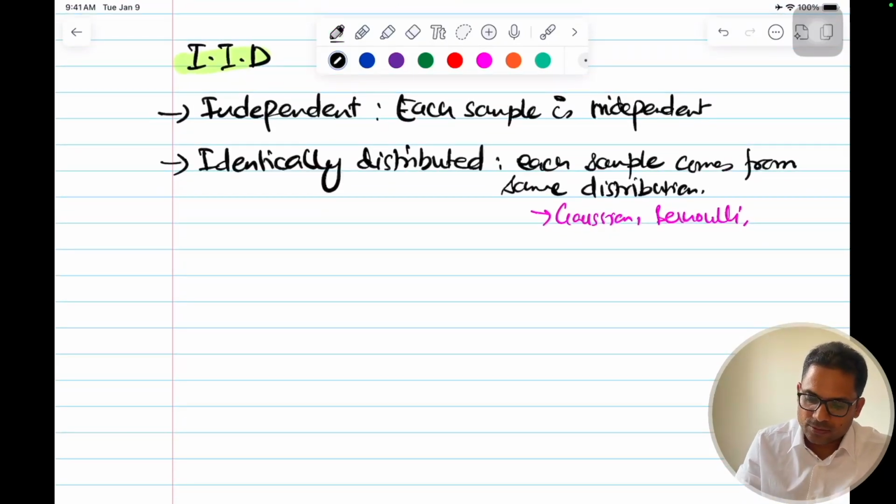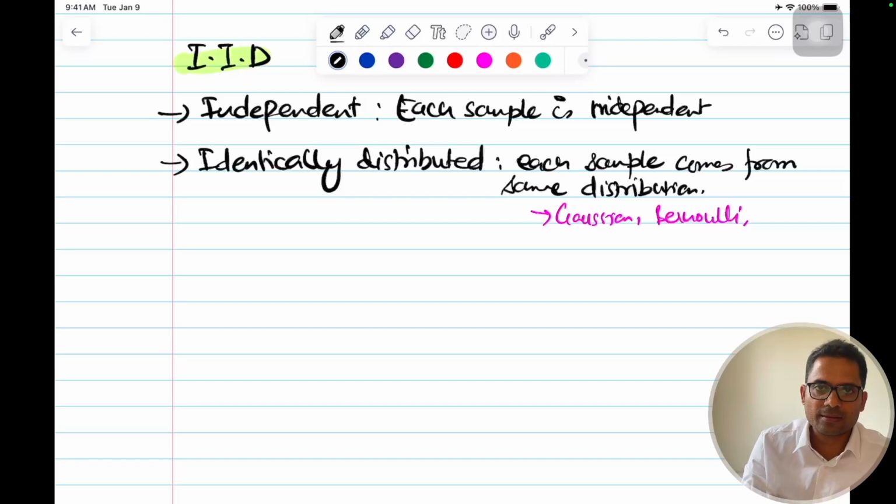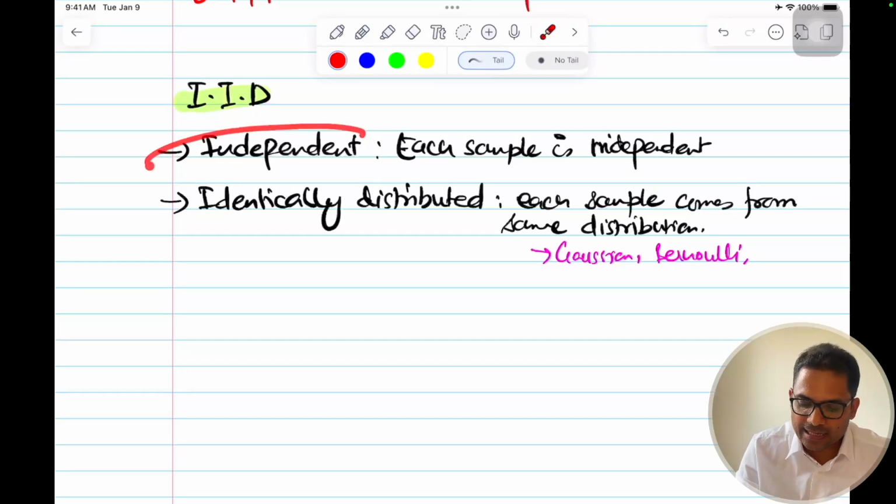So when do we use this? You must be hearing this I.I.D. wherever in machine learning you will see that the data is I.I.D. You will hear this in the I.I.D. assumption, that the assumption is the data is I.I.D. In that context, it means that each sample is independent.